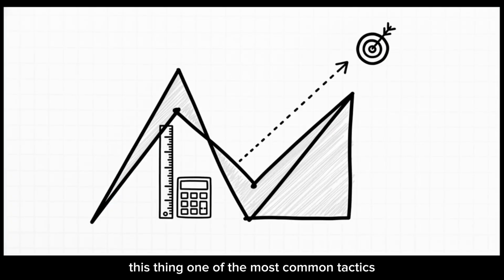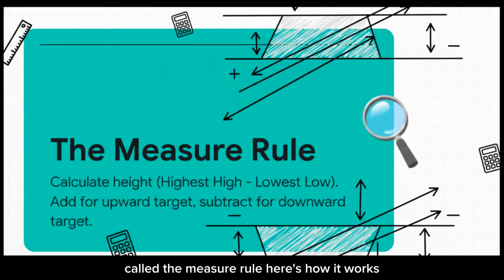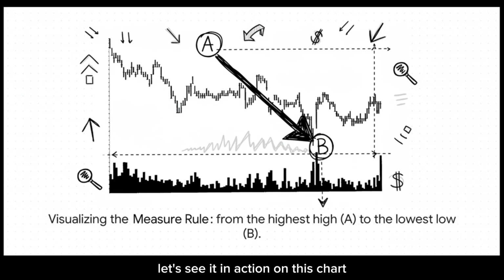One of the most common tactics traders use to project how far the price might go after a breakout is a pretty simple calculation called the measure rule. Here's how it works. You find the highest high and the lowest low within the entire pattern, and that gives you its total height. For an upward breakout, you add that height to the highest high to get a price target. For a downward breakout, you just subtract that height from the lowest low. It's just simple arithmetic.